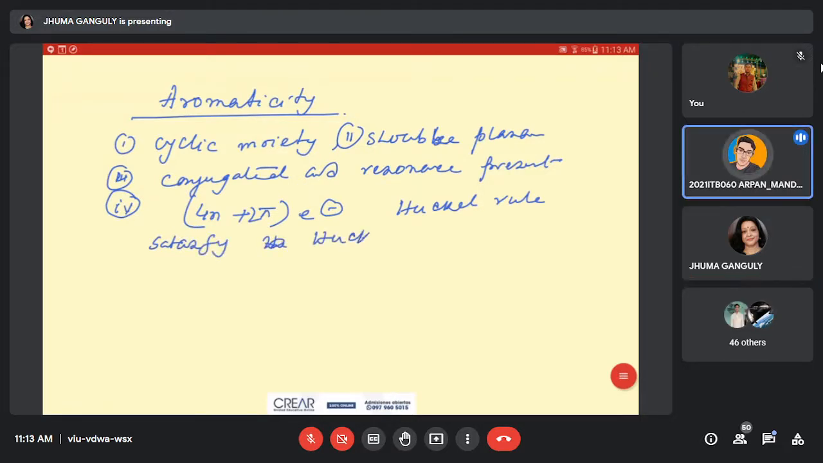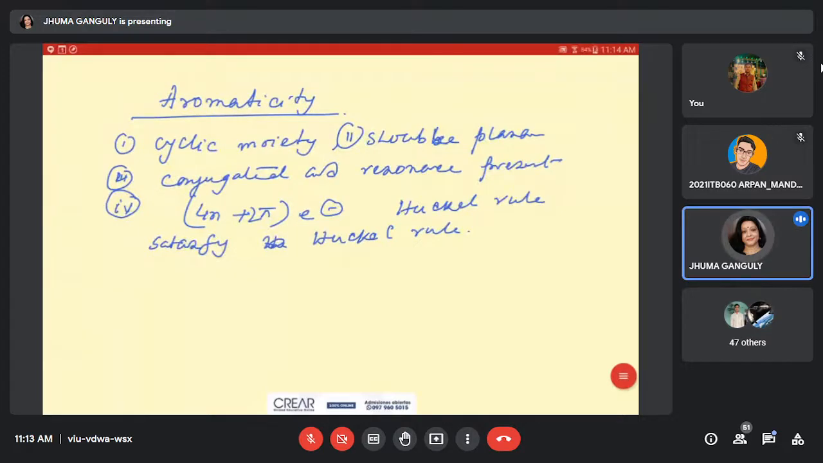Ma'am, are delocalized pi electrons and conjugated the same? Delocalized, actually resonance means delocalization. Conjugated means alternate double bonds. So resonance means overall this, and planar also includes this one. Okay, now these are Huckel's conditions.